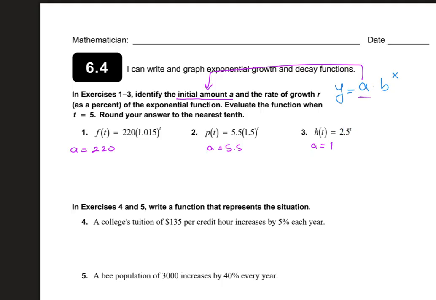And then next is the rate of growth r. Well, okay, so I did draw this. However, these functions kind of follow this. It's a times 1 plus r to the t power, where this portion, I went with blue, so here, this portion is where the rate is at. So what we're going to look at is like this one right here, 1.015.